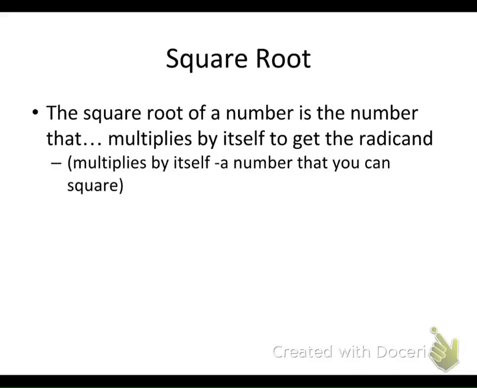So, square root notes. On the top of your note sheet, the first bulleted point says, the square root of a number is a number that... dot, dot, dot. I want you to write in, multiplies by itself to get the radicand. So I want you to write what I'm underlining here in red. The words in parentheses, you don't have to write down, it just further explains it. Basically what that means is it multiplies by itself, a number that you can square.